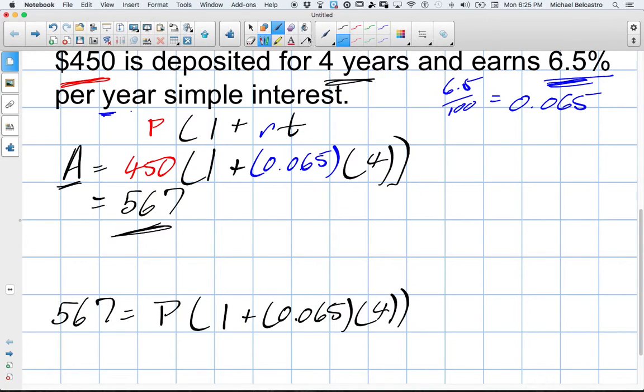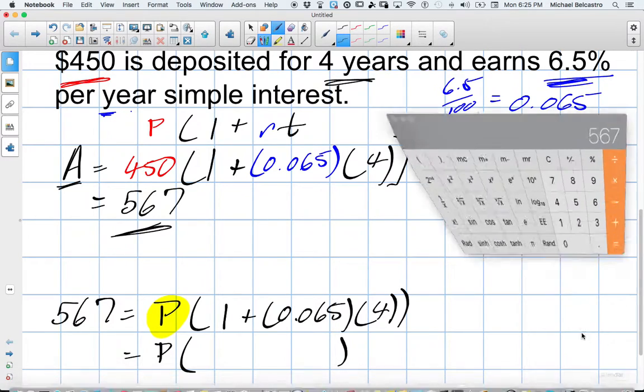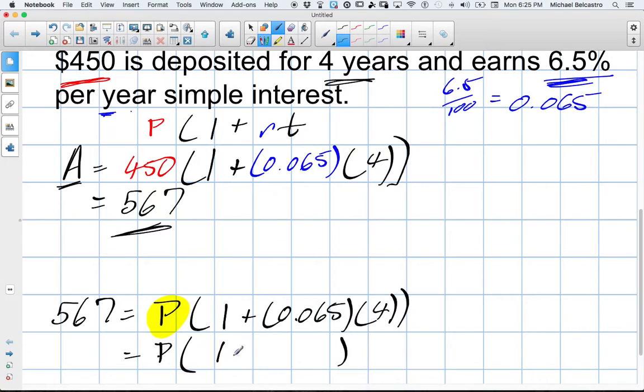So this is a little more complex. We have to isolate for the letter P. What we can do here is calculate what this bracket is going to equal. We already know from before, 0.065 times 4 is 0.26. We add 1, so it's 1.26. So we get 1.26, and this is 567.